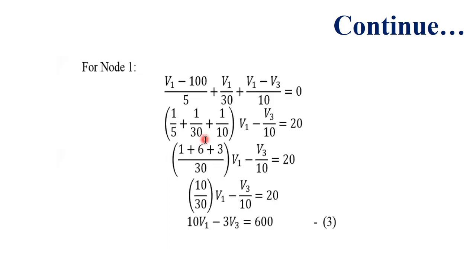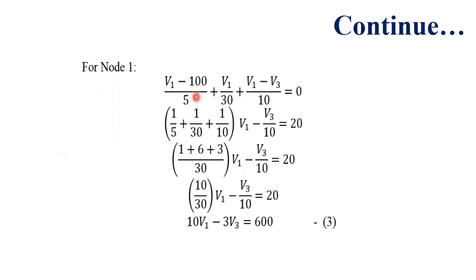So if we simplify the equation across node 1, we will combine the coefficients of the V1 voltage and the V3 voltage. Across V1 we have 1 by 5, then 1 by 30, then 1 by 10. And across V3 we have the coefficient of 1 by 10. Here we have one constant term, 100 divided by 5, so dividing 100 by 5 we get minus 20, which is a constant value, not a voltage.